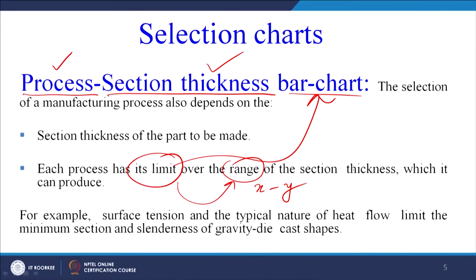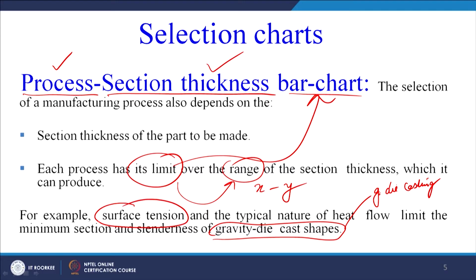For example, surface tension and the typical nature of heat flow limit the minimum section and slenderness of gravity die cast shapes. The process is gravity die casting. Now what are the limiting factors? The limiting factors are the surface tension and the nature of heat flow. These two parameters, the surface tension of the metal and the nature of heat flow, limit the minimum section thickness that can be produced by one process. Which is that process? Gravity die casting.